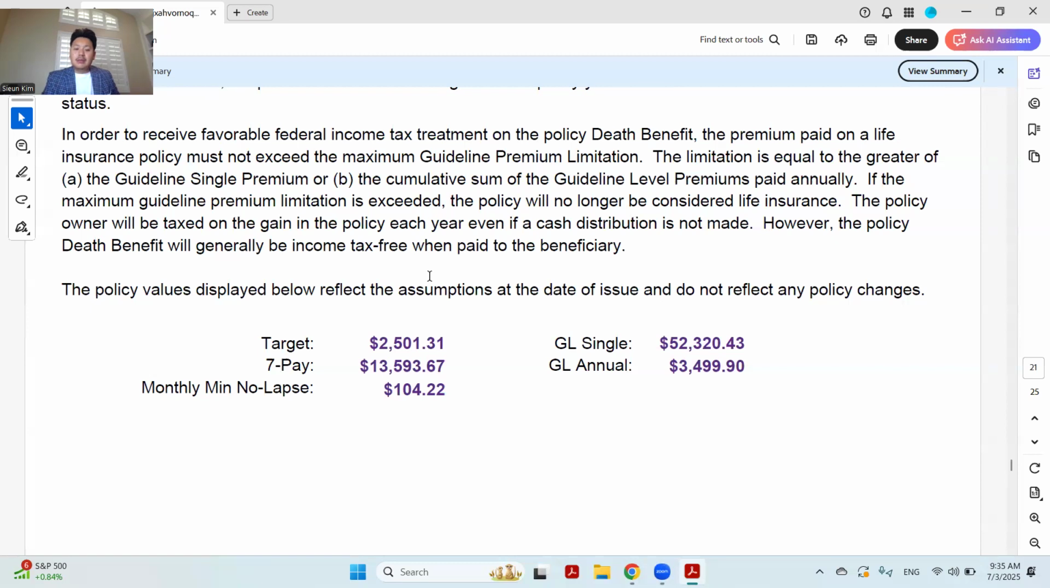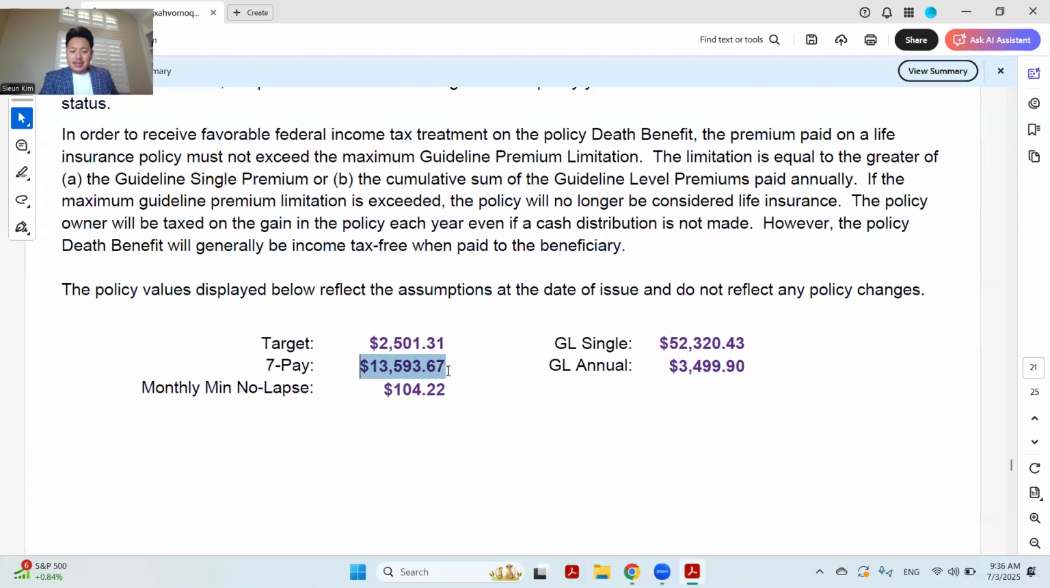So what does target mean? Target is the recommended amount of premium that the client should be paying into this type of IUL just to let it grow healthy over time and have the policy until they're 120 years old. That's target.